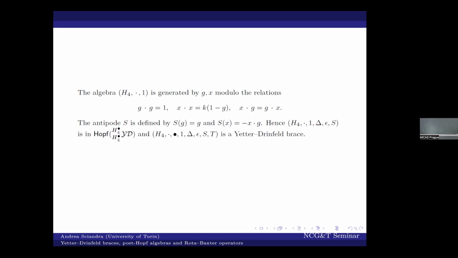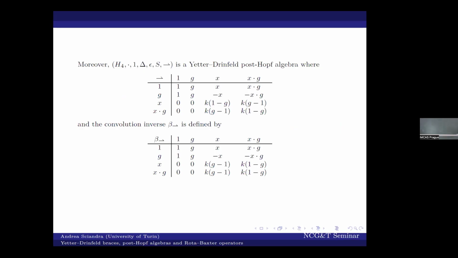Moreover, you are also able to obtain a Yetter-Drinfeld post-Hopf structure. So just keep the dot structure, with the new antipode S also, and define an action in this way. G on 1 and G just acts as the identity, while it is minus the identity on X and XG, while X and XG are 0 when they act on 1 and G, while they are these elements when they act on X and XG.